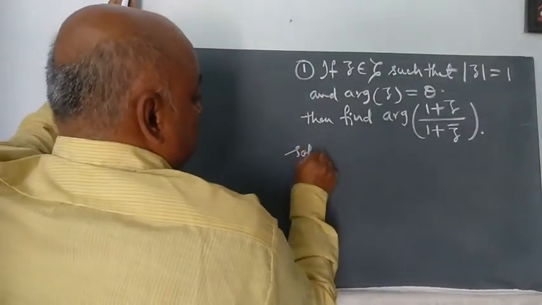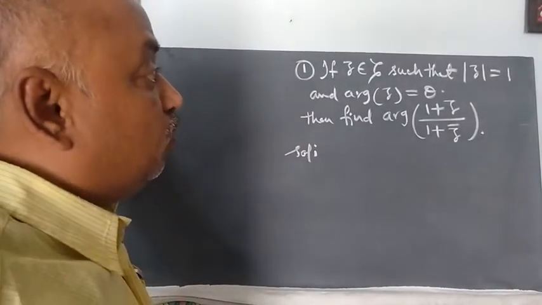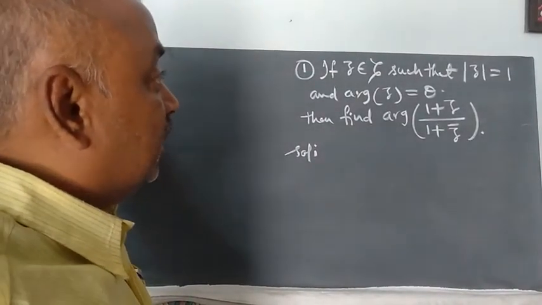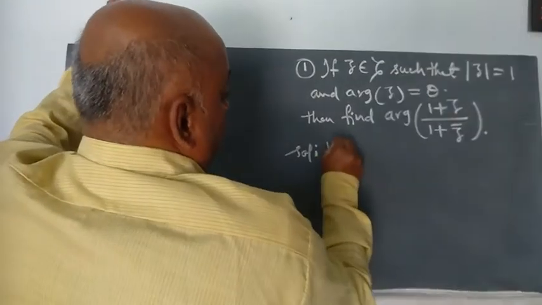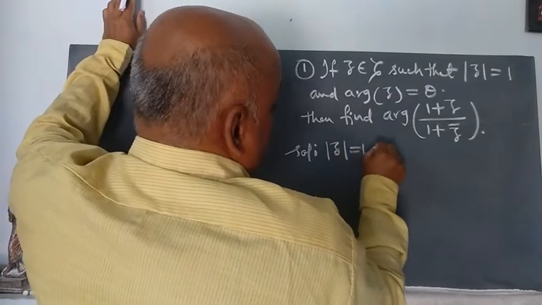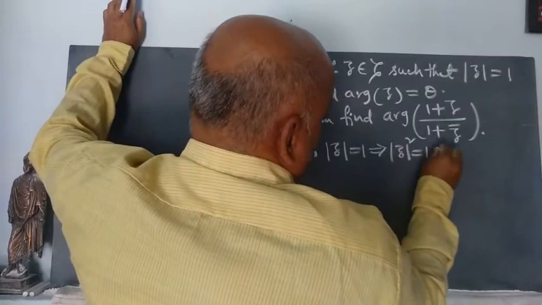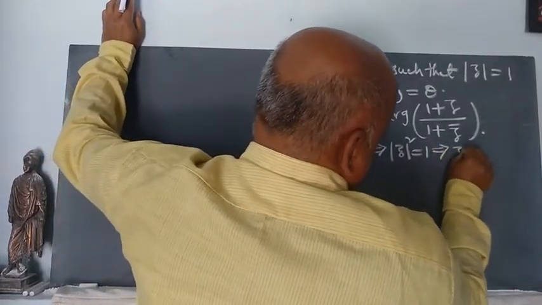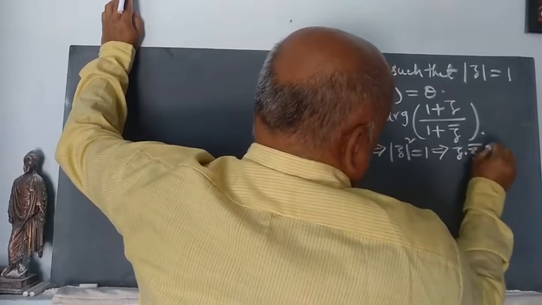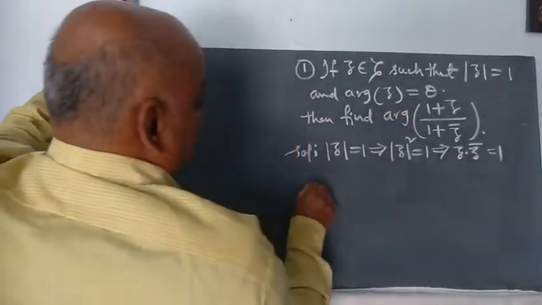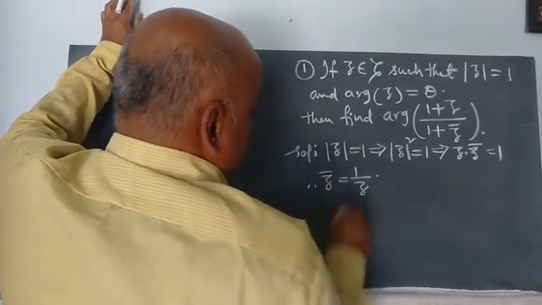Solution. Mod z equal to 1, which means that z is unimodular. So mod z is equal to 1. This implies mod z square is equal to 1. This implies z into z bar is equal to 1. Therefore, z bar is equal to 1 by z.